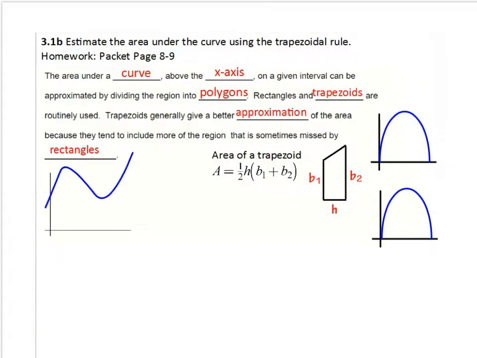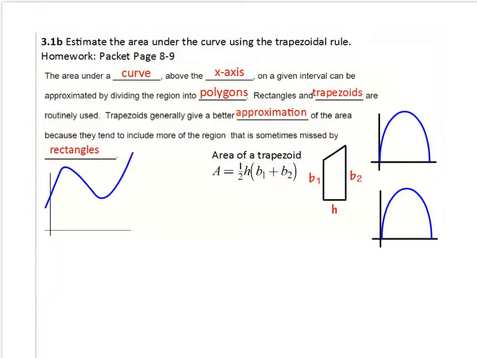This is a lesson on how to find the area under the curve using a trapezoid rule. So the area under a curve above the x-axis on a given interval can be approximated by dividing the region into polygons. Thus far we have used rectangles. Today we're going to start using trapezoids.